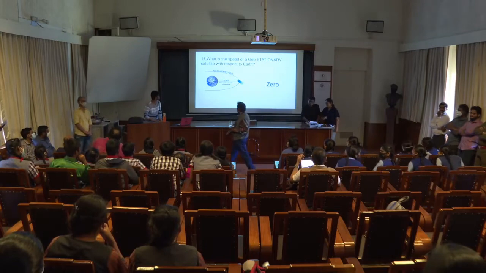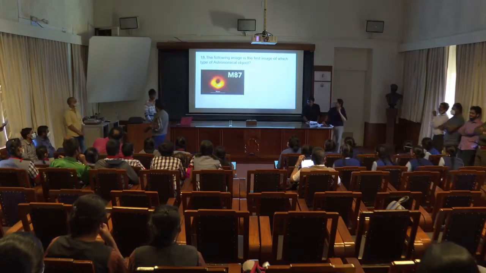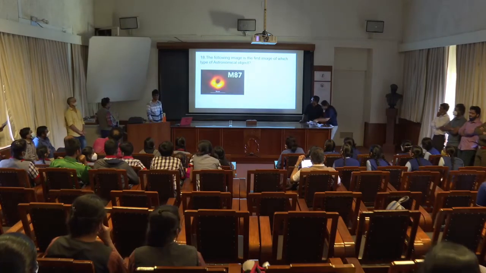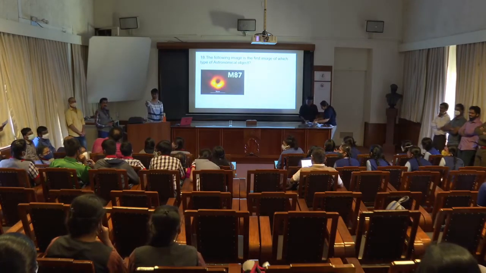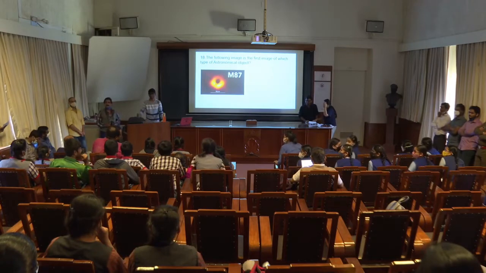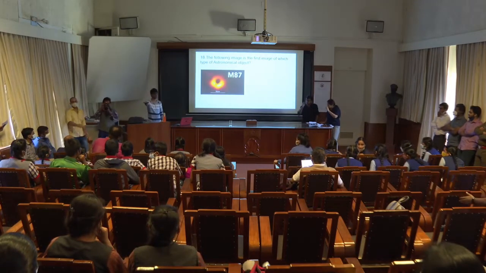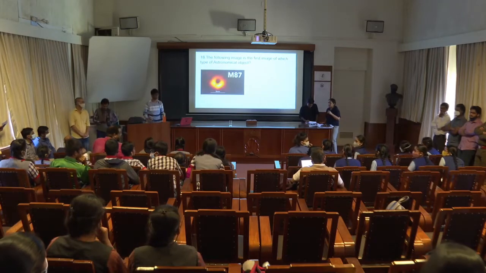Ready? Oh, sorry. The following image is the first image of which type of astronomical object? Your answer is wrong. Team A.